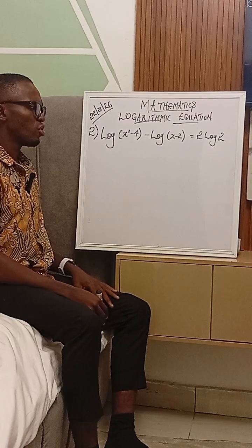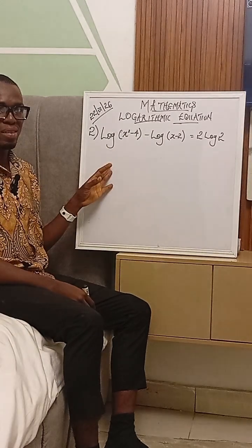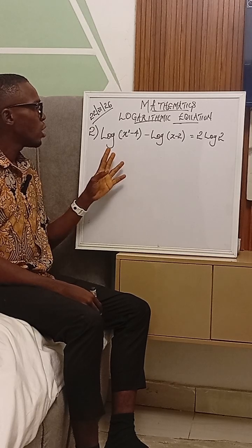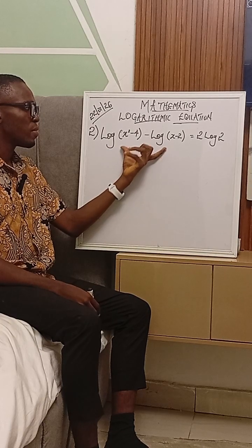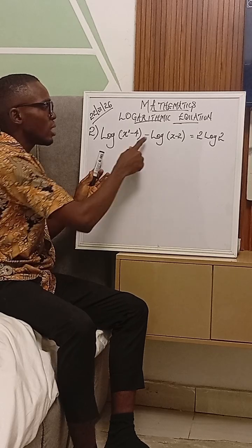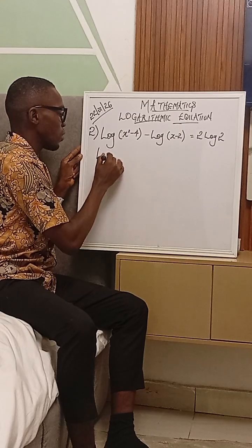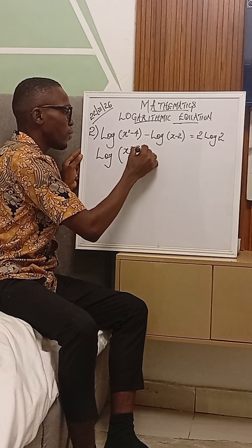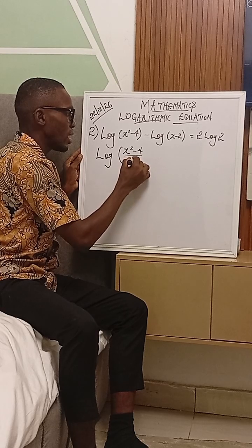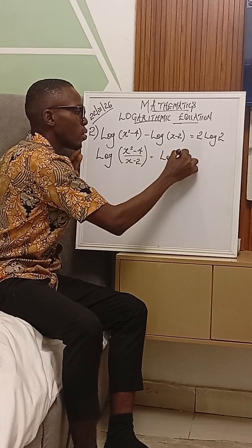Now look at the second question that we have. You can notice here that they don't have a written base. It therefore means all of them have a base of 10. As usual, we'll start with the first one on the left-hand side. It is a subtraction, so we can divide their logs. That now gives us log of x squared minus 4 all over x minus 2, all equal to log 4.